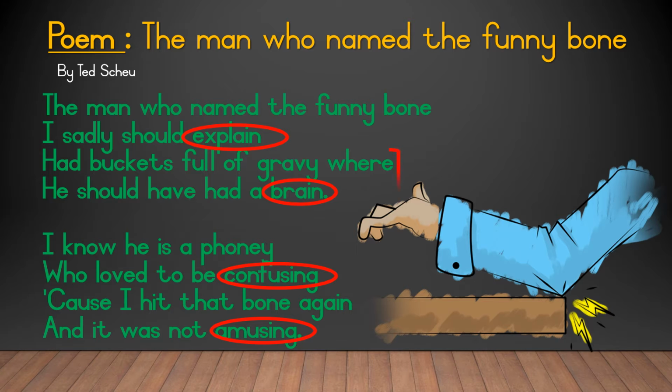Now also, in line 3 and 4, they used a metaphor. Now remember, a metaphor is when we say one thing is the same as something else. In there, they compared his brain with a bucket full of gravy. Now, can a bucket full of gravy think? No, it cannot. So they said that he did not think.